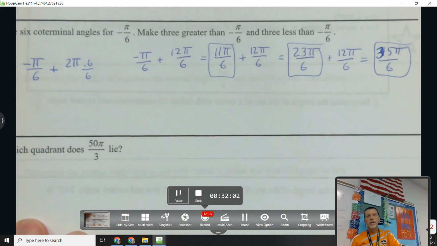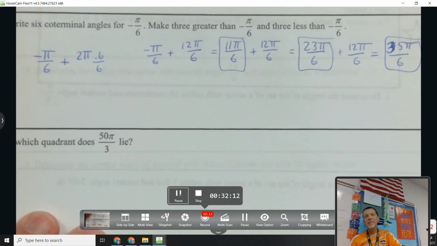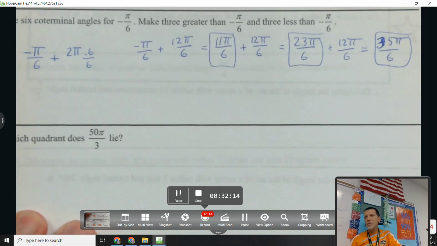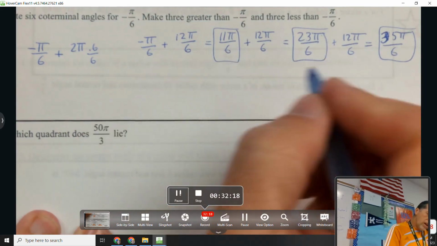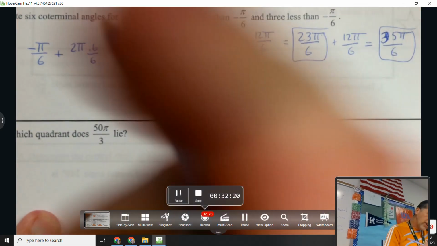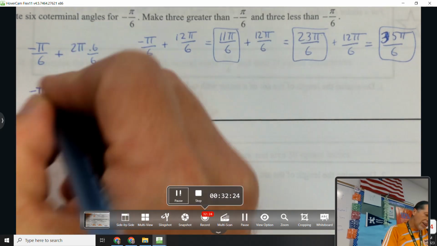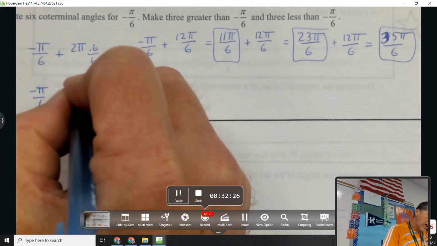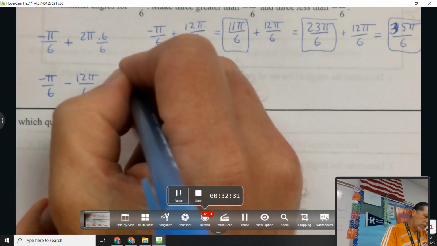And again, the enterprising, mischievous pre-cal student could do 12 pi over 6 times whatever integer they like, add it to negative pi over 6 and give me some weird answer and force me to figure it out. So there's greater than negative pi over 6. We want 3 less than negative pi over 6. So instead of adding 2 pi, let's subtract 2 pi. So negative 13 pi over 6.